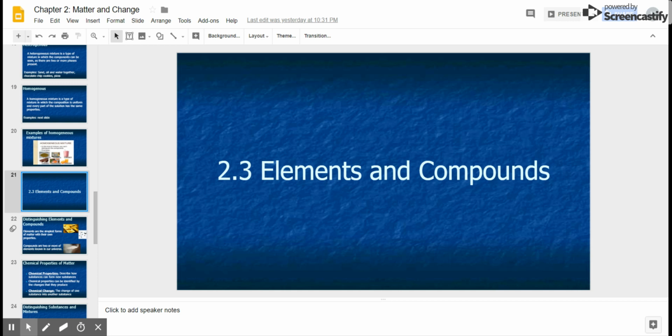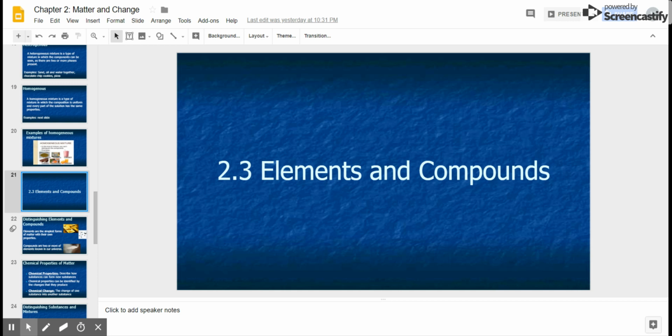All right. So we're gonna wrap up chapter 2 today, and this PowerPoint is gonna be going over sections 2.3 and 2.4. So let's get started. Section 2.3 is going to be covering elements and compounds. So remember, elements are what are discoverable in matter. They're the simplest form of matter. We got calcium, hydrogen, helium. We'll be going over the elements pretty soon.